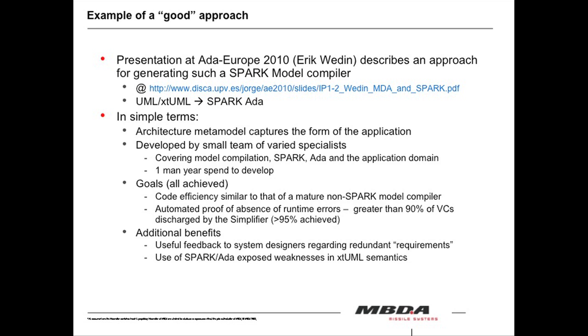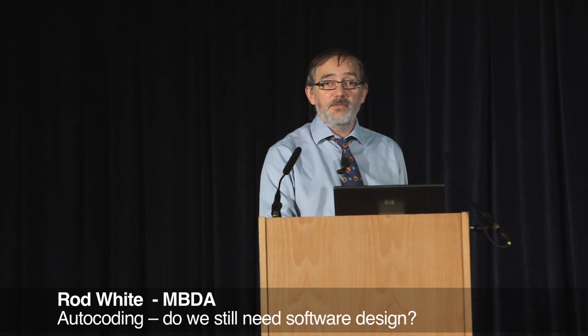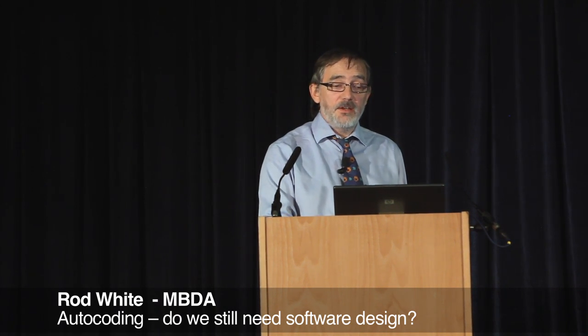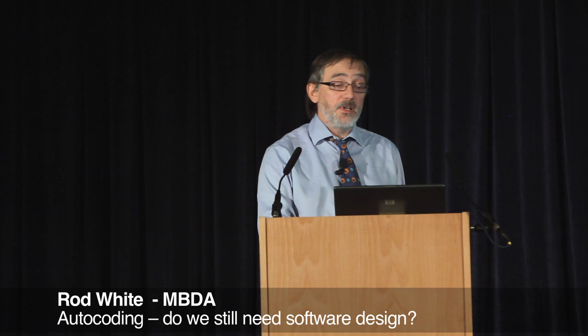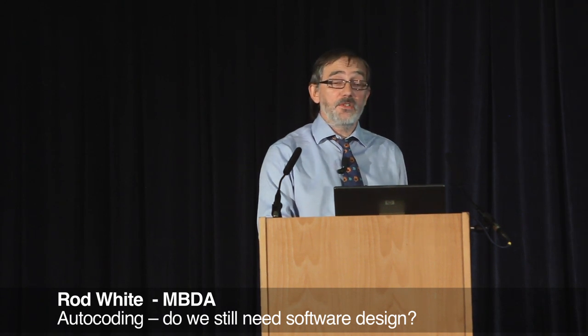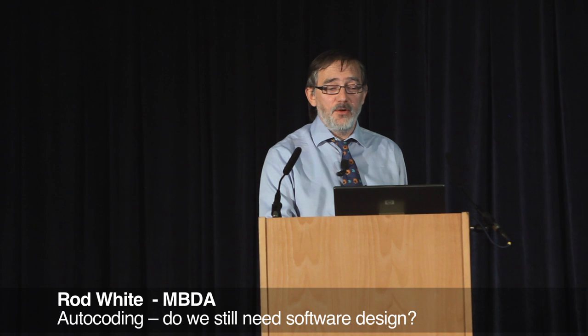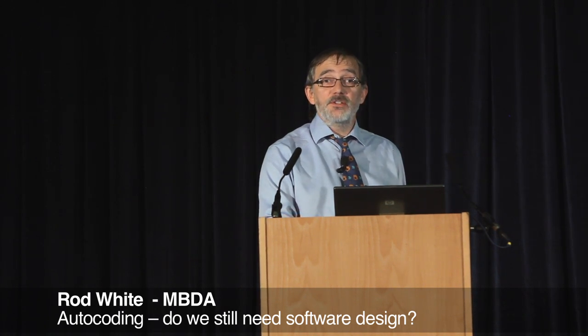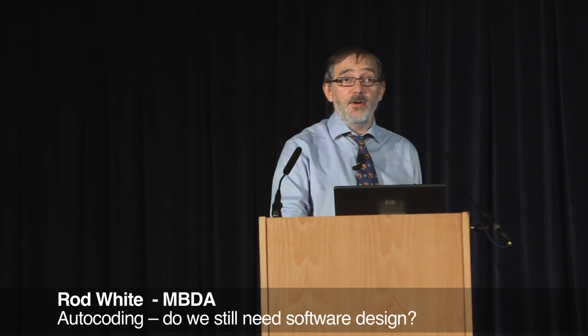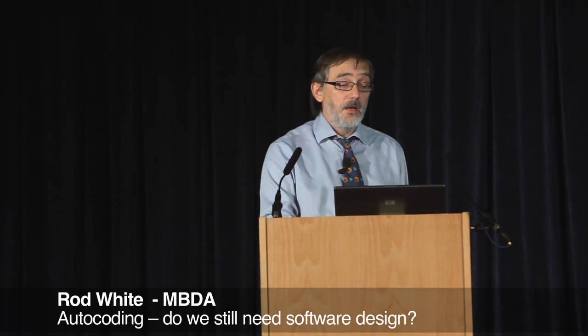We found that system designers had introduced redundant requirements, which gave us flow errors. So we actually were able to improve the solution because we could see that there were problems in the starting requirement. And it also exposed some weaknesses in the xtUML semantics. So we had to make our decisions about what we thought those things meant in our environment. And we had to be very careful with that.